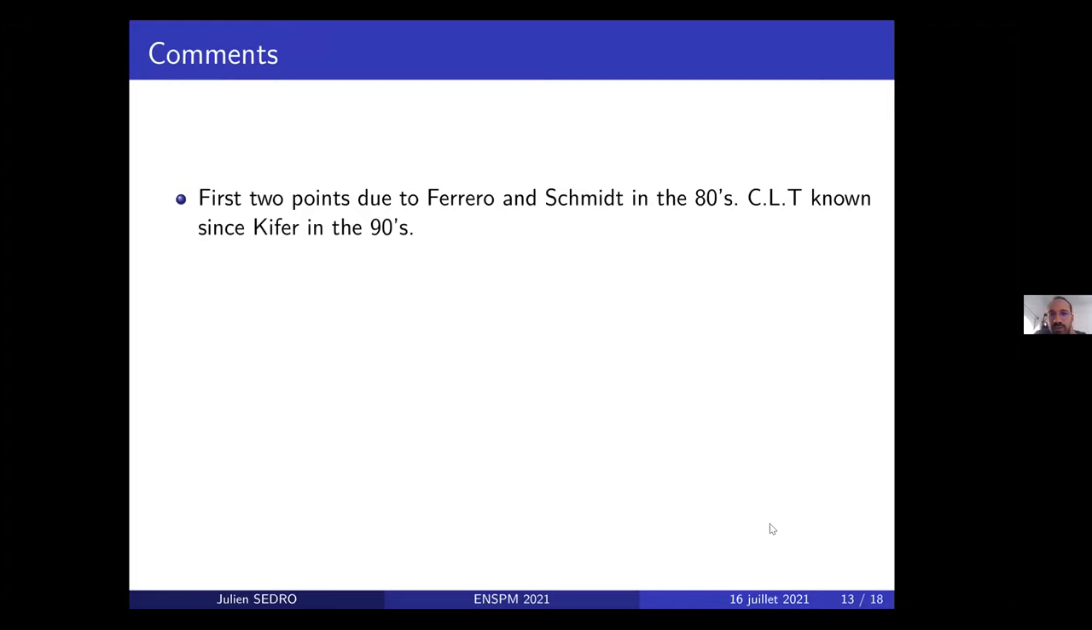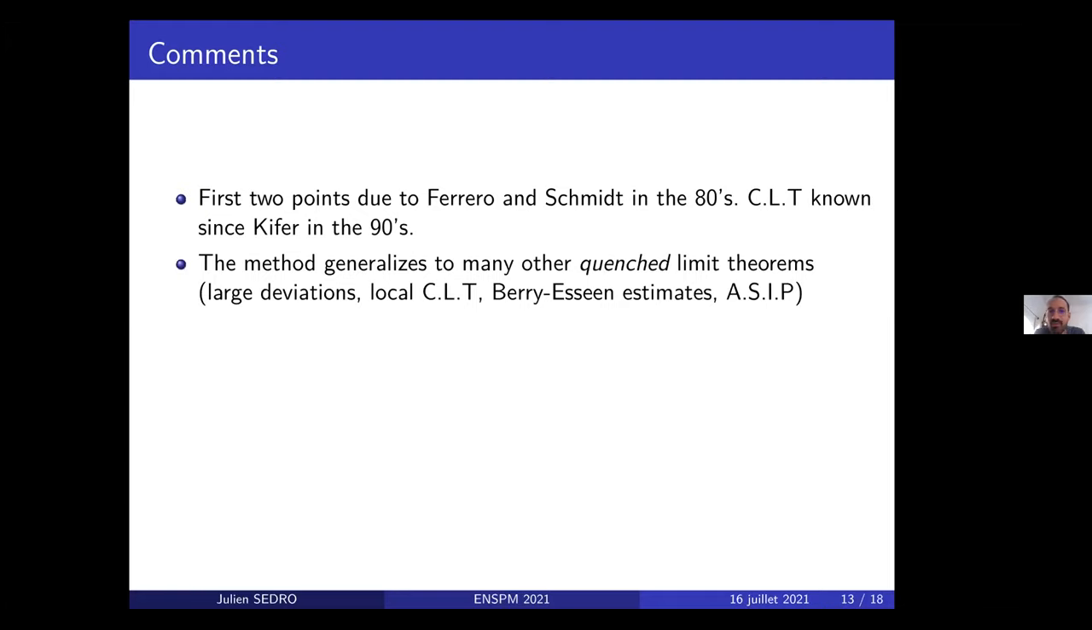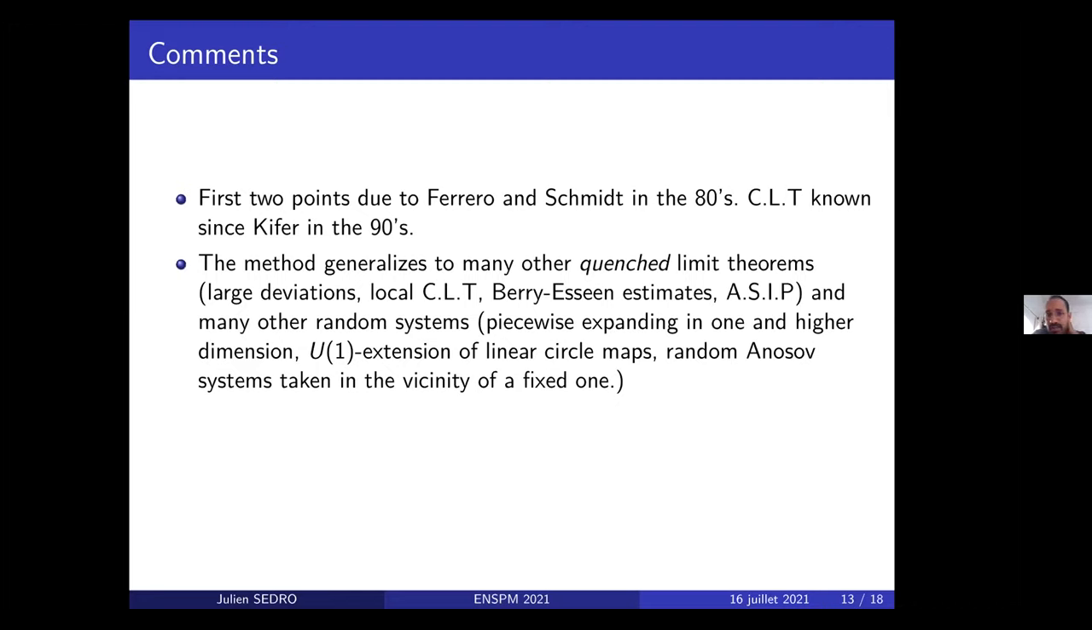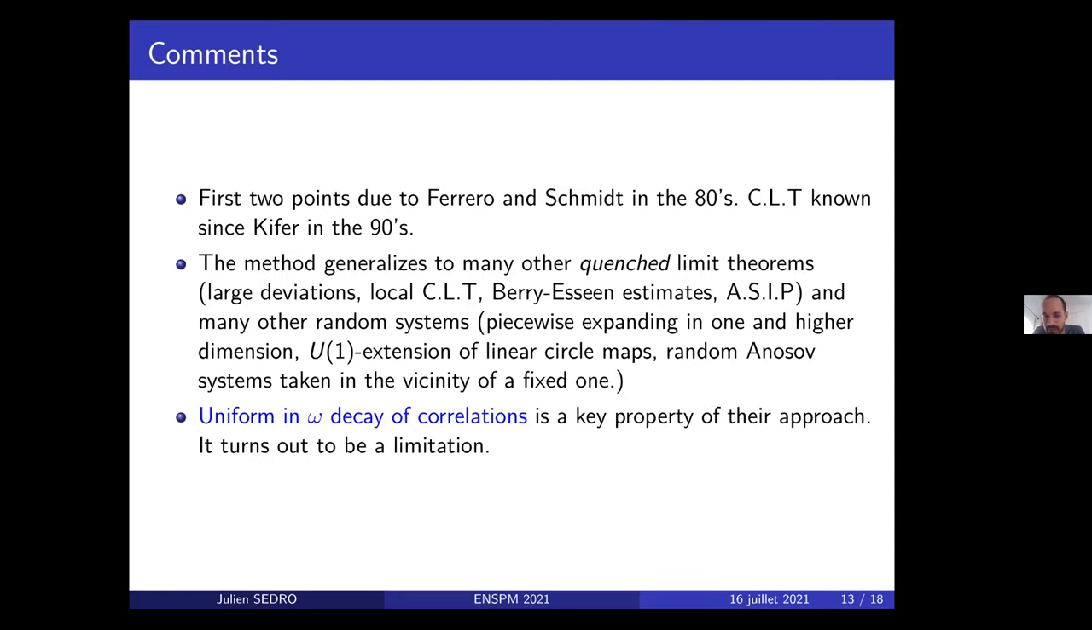Now, a few comments on this. The first two points of the theorem that I stated were known since the end of the 80s by a work of Ferrero and Schmitt. The central limit theorem is known since Kifer in the 90s. So the point is to show other types of quenched limit theorems. The ingredients I showed you, when they hold, allow you to show a very large family of quenched limit theorems, like large deviations, local CLT, et cetera. And you can also use that to cover many types of random systems. I give a few examples here. What is important is that this decay of correlation property holds uniformly, meaning that the constant appearing there does not depend on omega.